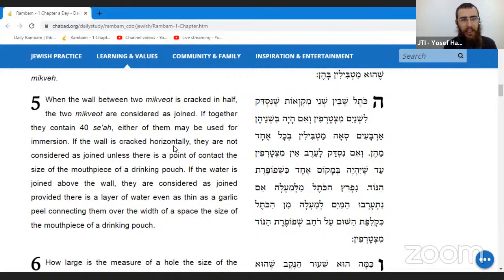If the wall is cracked horizontally, not vertically, not down, but horizontally, then they are not considered as joined unless there is a point of contact the size of the mouthpiece of a drinking pouch. So then you need a larger form of contact if it's not going down but across.